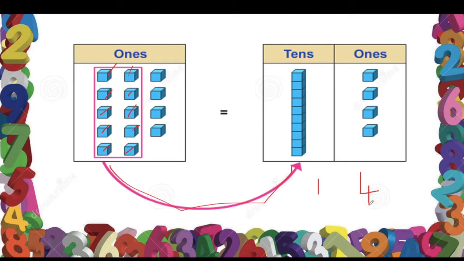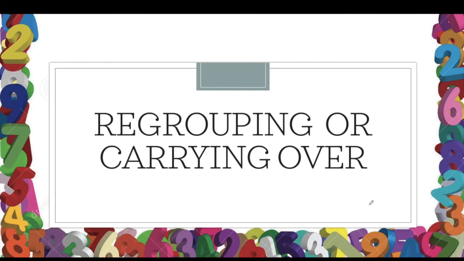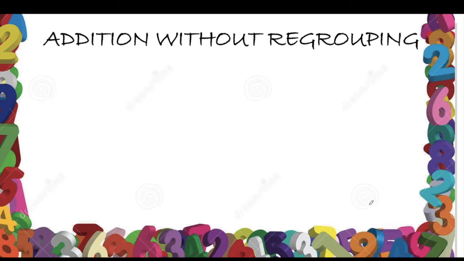What is this process called? Any guesses? This process is called regrouping or carryover. When you have more than 9 ones in the ones place, it is regrouped and moved to the tens place. So it can be called either regrouping or carrying over. Let us do sums without regrouping, that is, without carrying over.